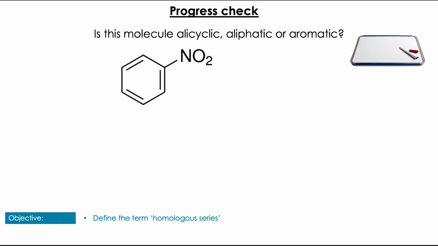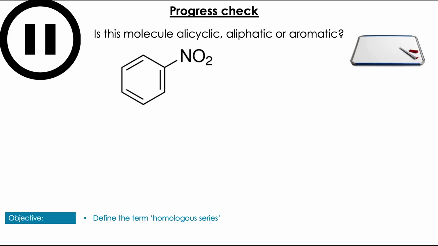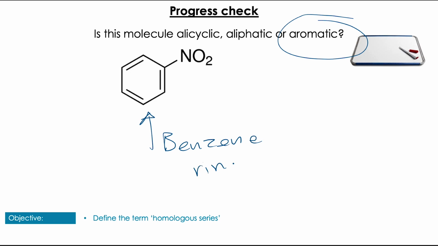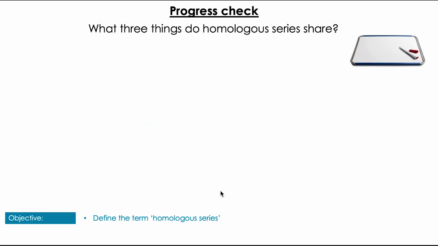Pause the video. Give yourself a moment. Pop 'em up! This one, of course, aromatic because we have that benzene ring clearly visible. Lastly, what 3 things do homologous series share? Pause the video.